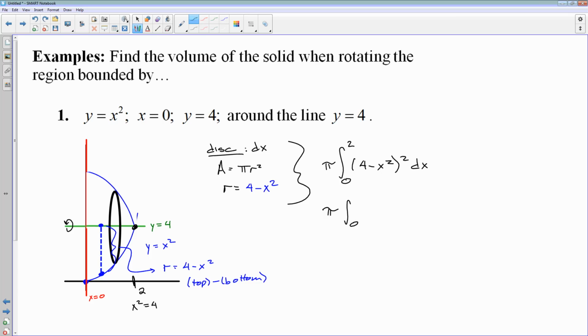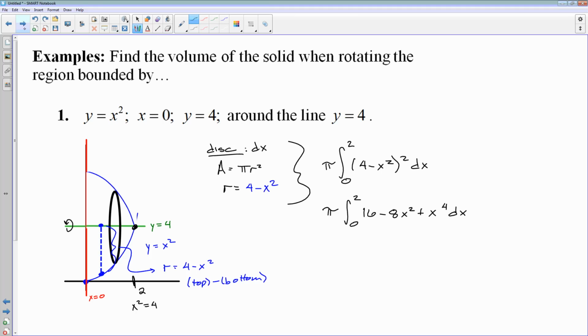When you have these types of problems where your axis of rotation is not the x or the y-axis, you very often have to FOIL out your radius, and that's what we have to do here. We have to expand that out completely: 16 minus 8x squared plus x to the fourth, and we just have a nice power rule. We would integrate and then evaluate from that point.